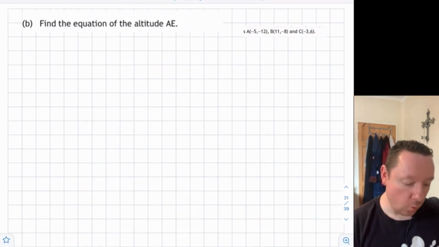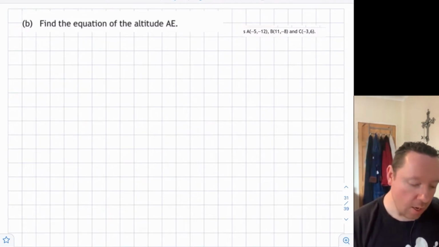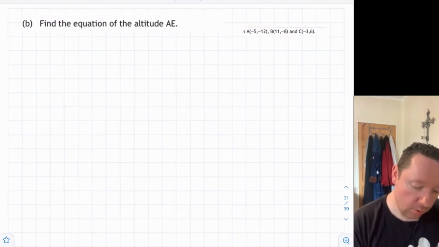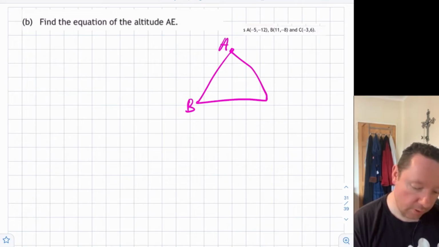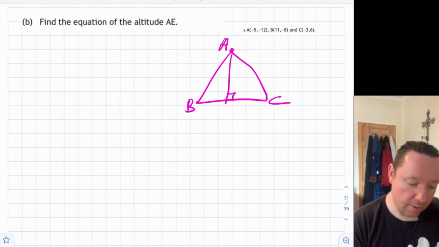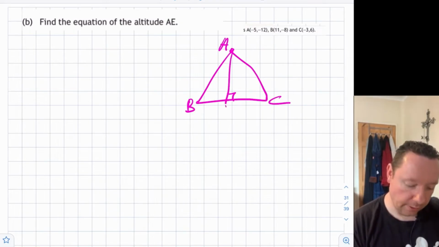Part B says find the equation of the altitude AE. So I've made a point up called E, that's irrelevant. We want the equation of the altitude from A. So drawing a little sketch, I can't remember even if it looks the same as this. I just want to get an A, B and C here. So I'm realising that if I draw that down, it is the gradient of BC I need to find the perpendicular of the altitude. And I've called this point E.